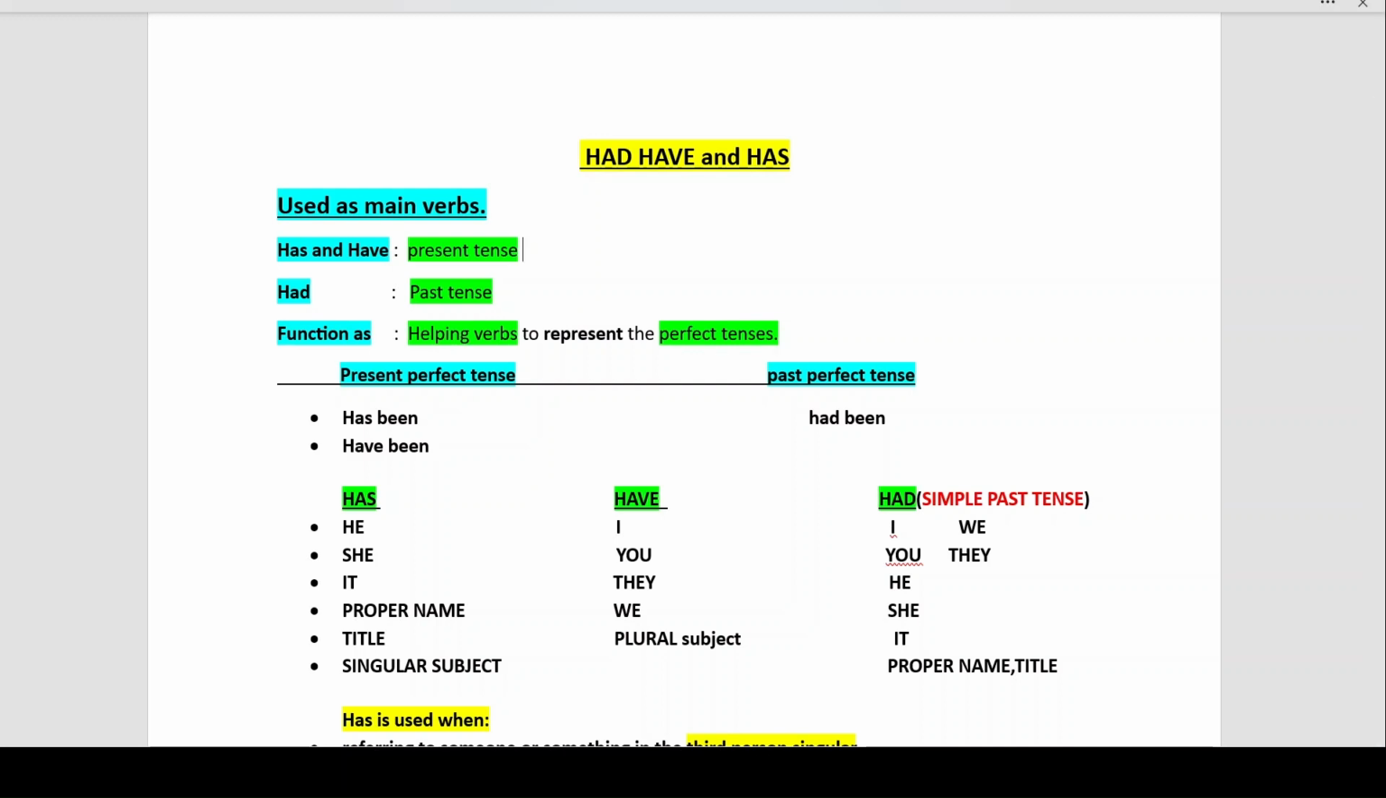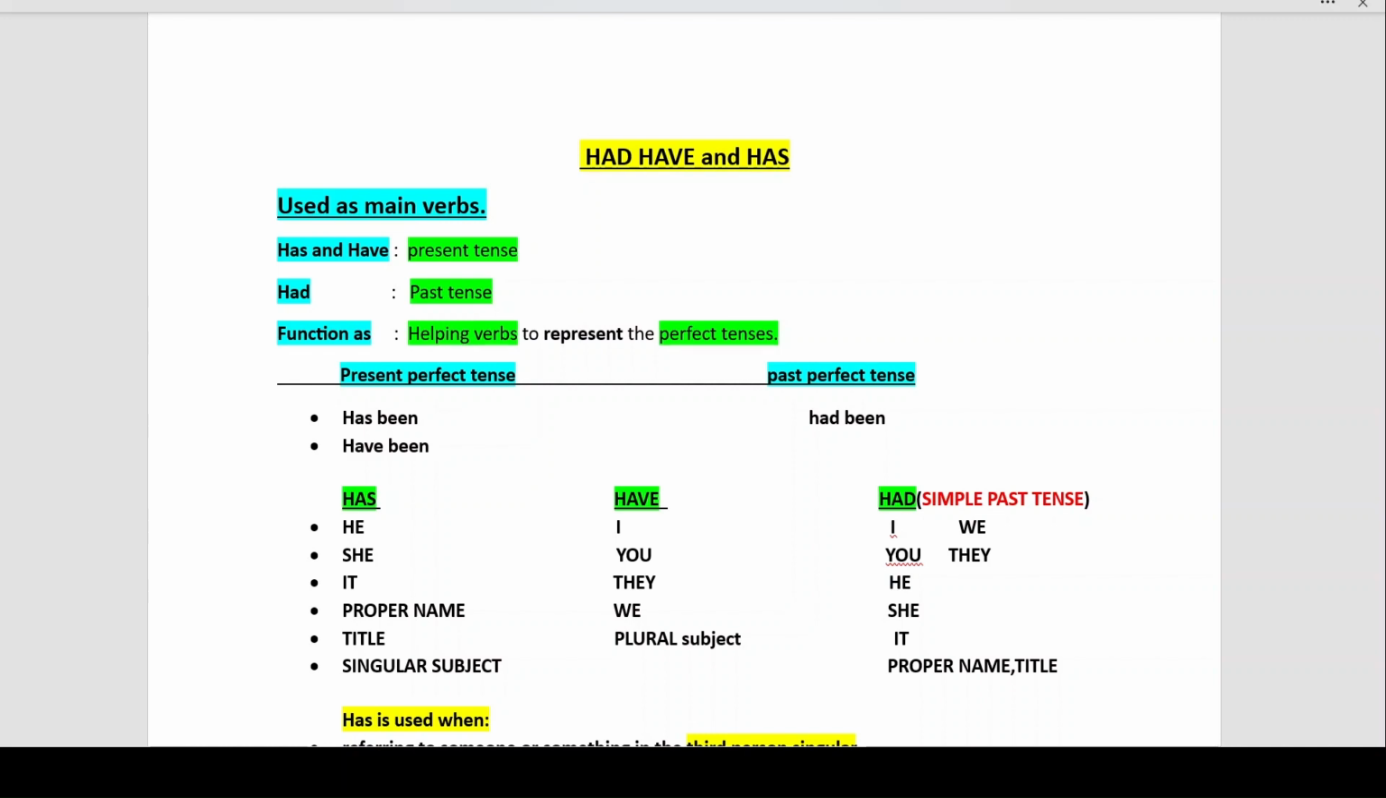Today we shall understand the concepts of had, have, and has. Now, had, have, and has are used as main verbs. Now, what are verbs? Verbs are action words. Those words which show that some action is being done, that is called your verb. And the action needs to be done by the subject in the sentence.